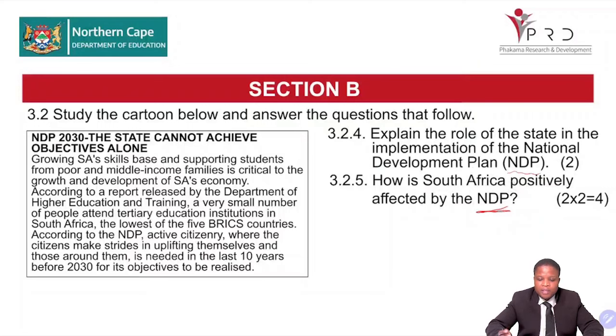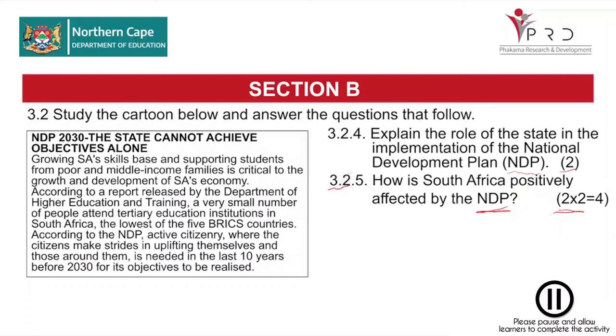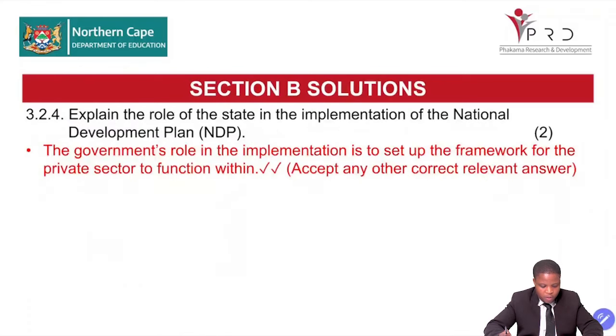Right? You have 6 minutes. For question 3.2.4, you write one full sentence, and then for 3.2.5, there are 2 full sentences for you to get the 4 marks. The time will begin now. Right, grade 12, we are done. Let's look at the answers.